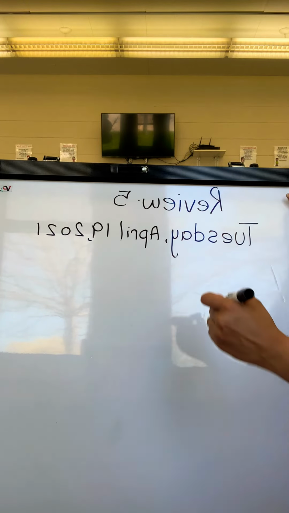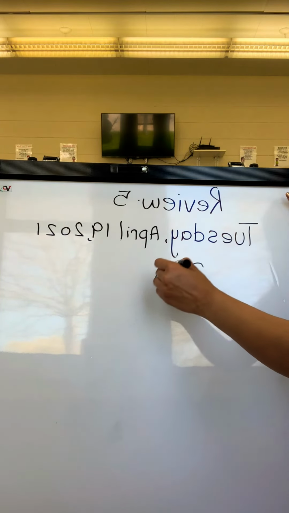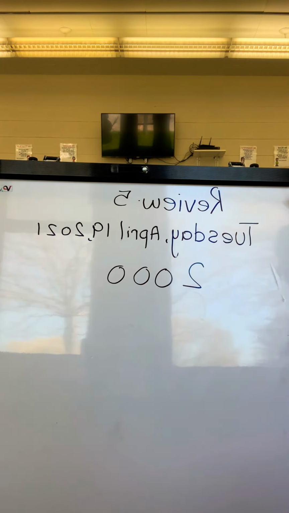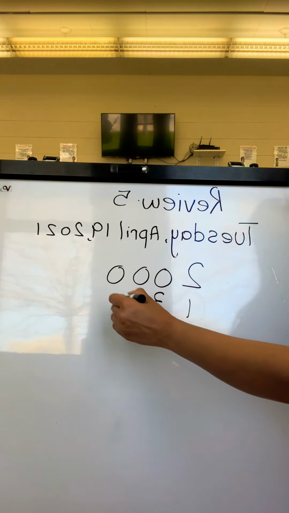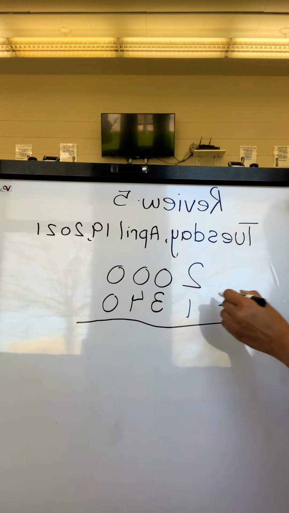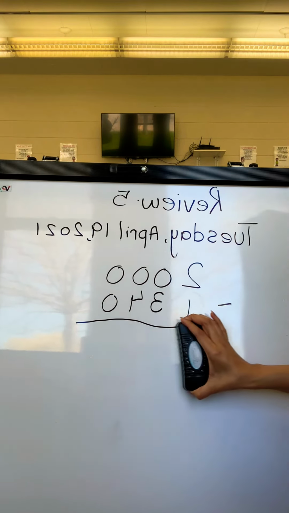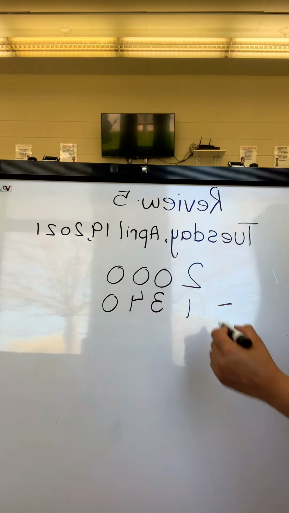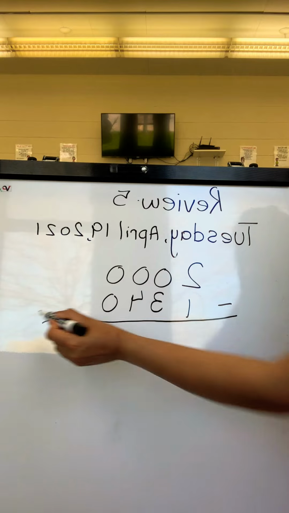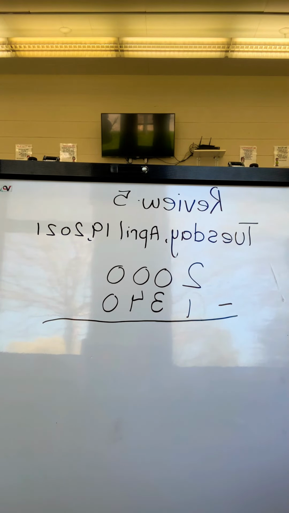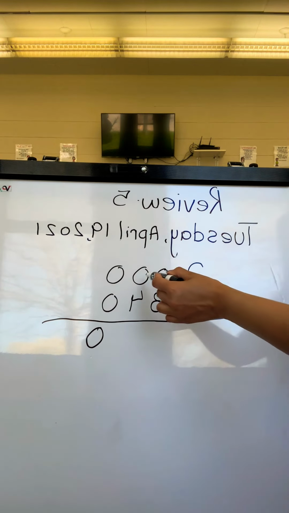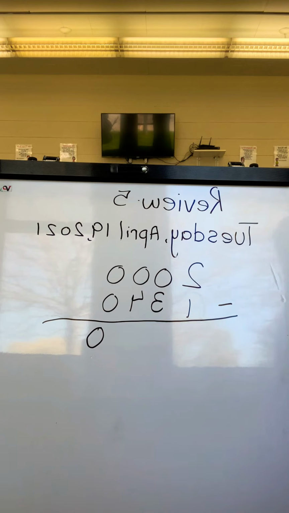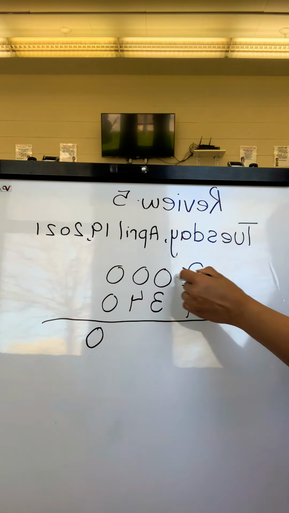So let's see. We know that altogether there are 2,000 people, so men and women. We know that 1,340 of them are men. So let's go ahead and subtract this. Oops, my line is not straight. Okay, so we should be left with, let's go ahead, 0 take away 0 leaves me with 0. 0 take away 4, I can't do that, so I have to borrow from here.